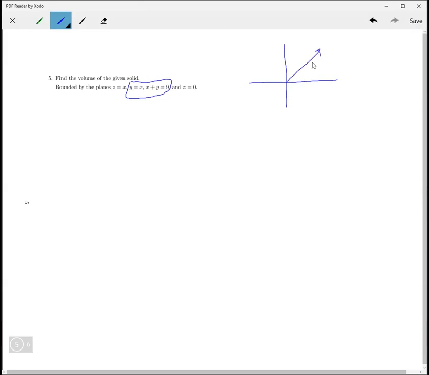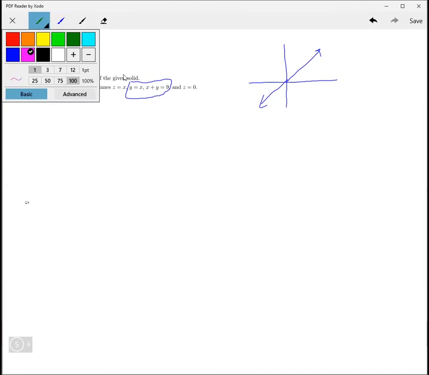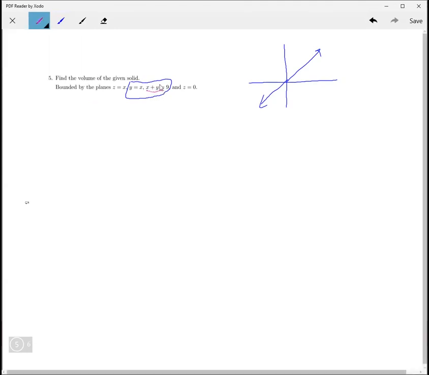So this is y equals x right here. And then we have x plus y equals 9. Wait, what is this? So this one would be y equals negative x plus 9. So it'd be negative coming down from the 9.